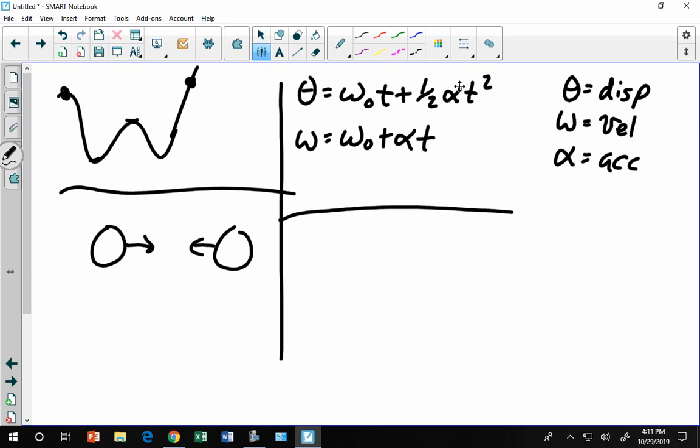Greek letters are cool. Anija? So theta is always going to be like an angle? Theta will always be an angle, right? And omega will always be an angle per time. And alpha will always be an angle per time squared.